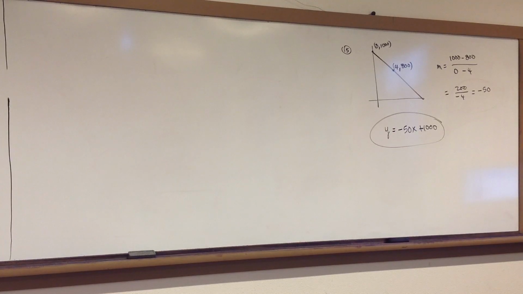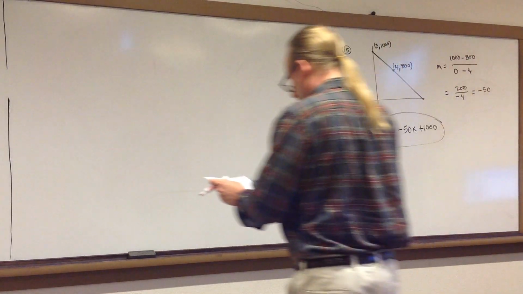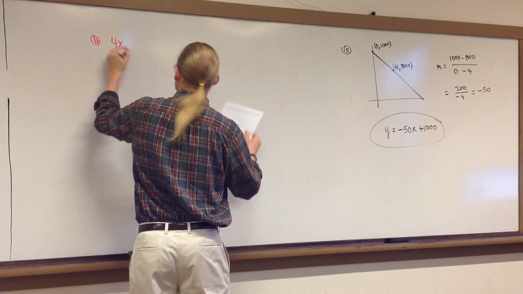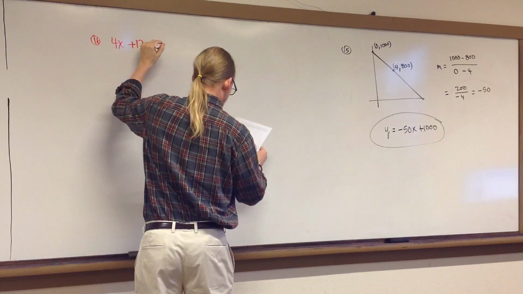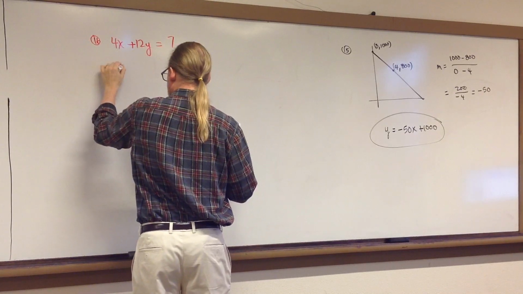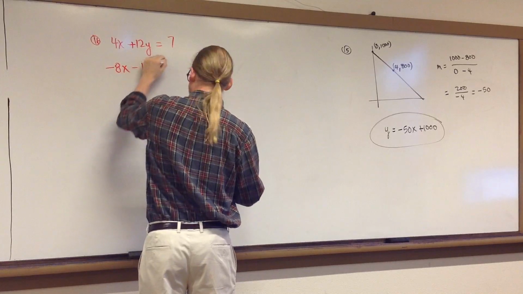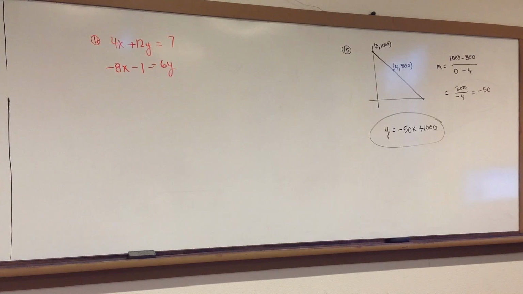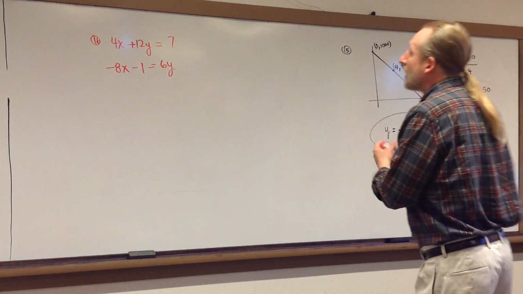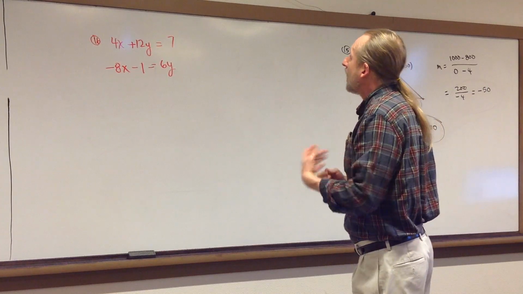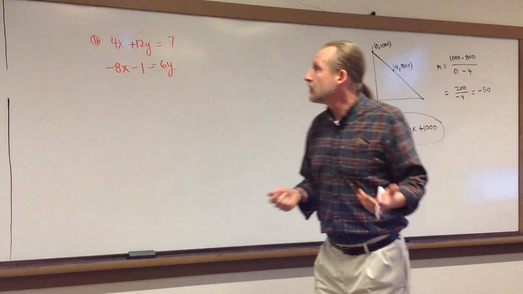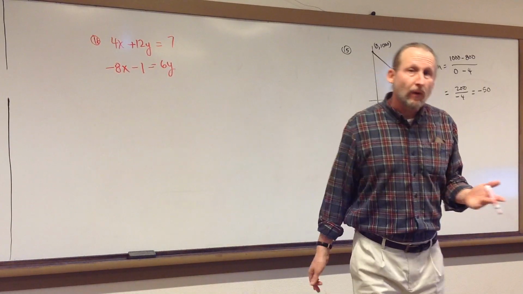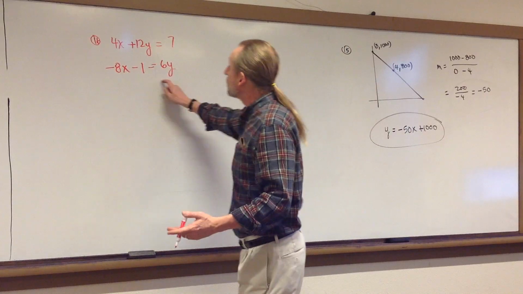Problem 16. We have a system of equations that we need to solve. 4x plus 12y equals 7. -8x minus 1 equals 6y. Well, there's a couple of different ways that we could go about doing this problem. One would be by substitution. Neither one of these equations really lends itself to substitution. You can still do it that way, but you should be careful because you'll be working with fractions.